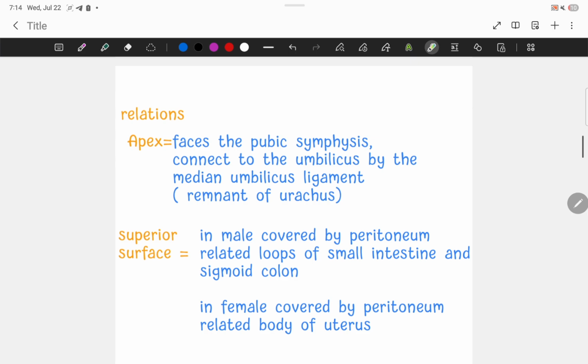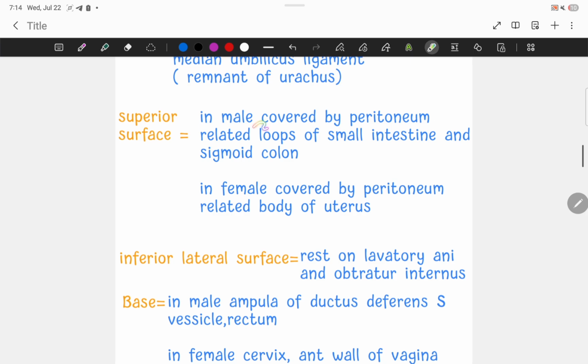So we talk about relations. The apex faces the pubic symphysis and is connected to the umbilicus by the median umbilical ligament. The median umbilical ligament connects the pubic symphysis to the apex. The superior surface is covered by peritoneum in both male and female. In the male it is related to loops of small intestine and sigmoid colon. In the female it is related to the body of the uterus, but in the male to small intestine and sigmoid colon.